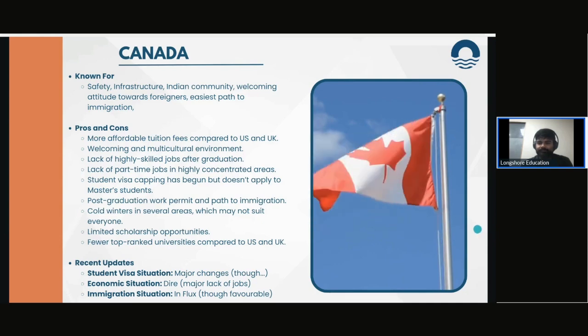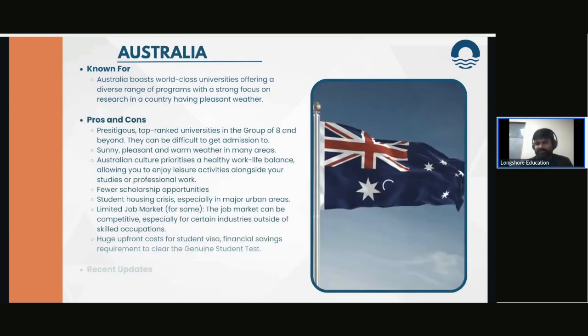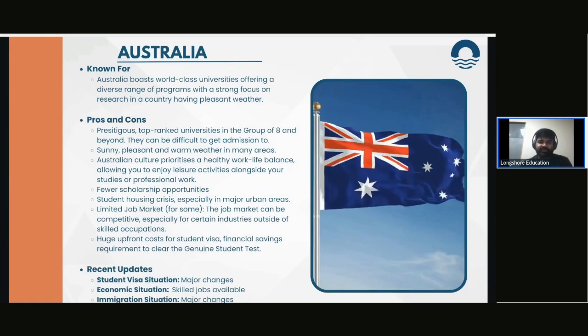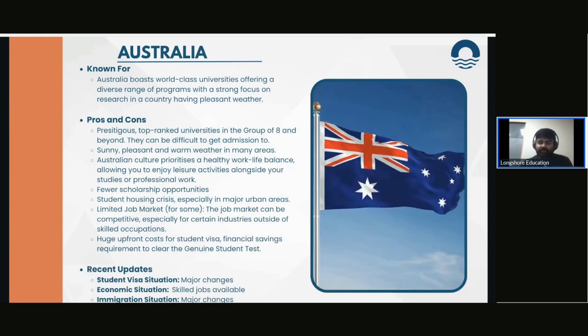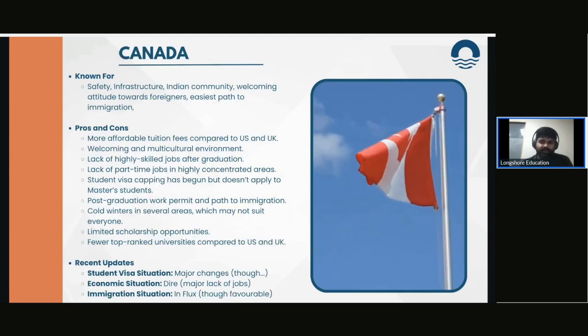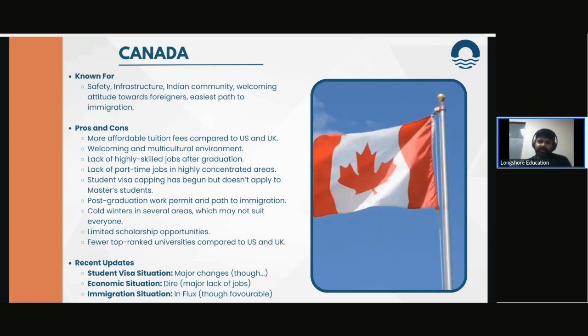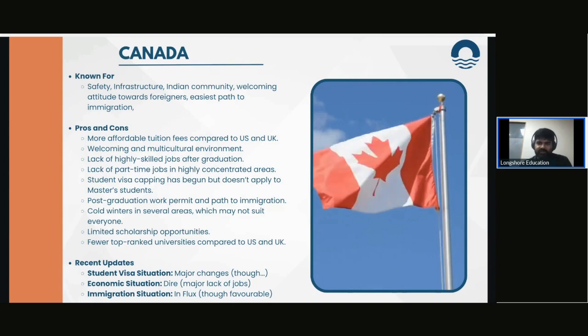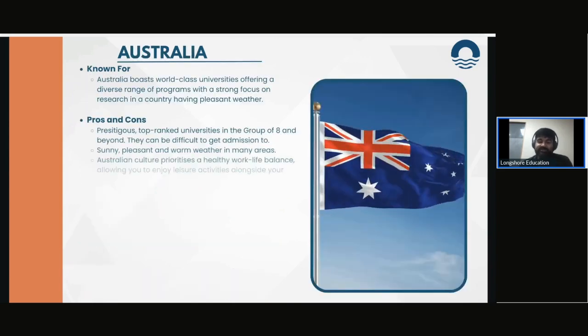So last, but the one with the most changes in the recent past, is Australia. Oh, one more thing about Canada which I forgot to mention is that the amount of money that you needed to show before was about 10,000 Canadian dollars. And now that amount has increased to about 20,000 Canadian dollars. That was the first change that happened in about a decade.